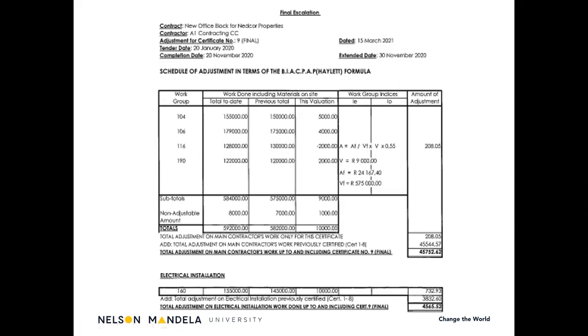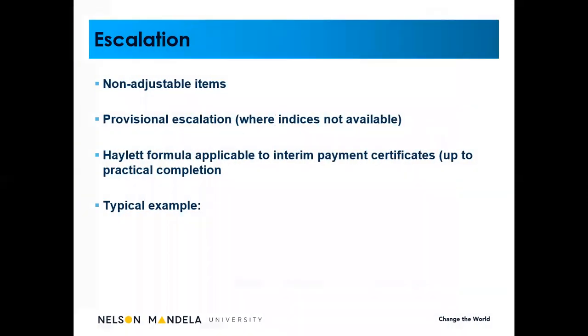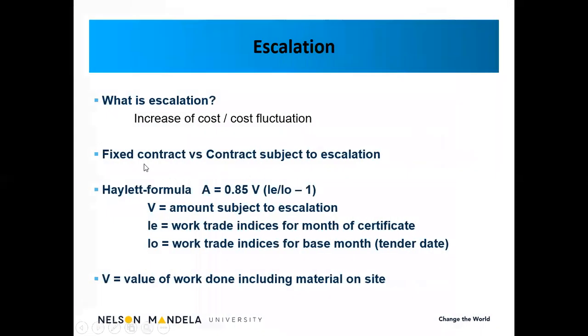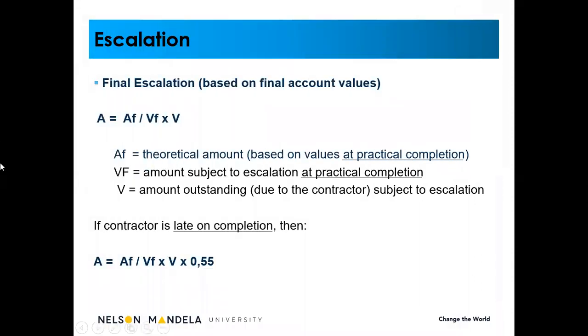Right. People, we will come back to the final escalation. I've just indicated to you that there is the 2 formulas applicable, and we will then look at the Hylett formula in our next lecture. So we will use the Hylett formula throughout up to practical completion for all payment certificates. And then when we get to the final account, we will use the formula AF divided by VF times V. And if the contractor is late, we will penalize the contractor.